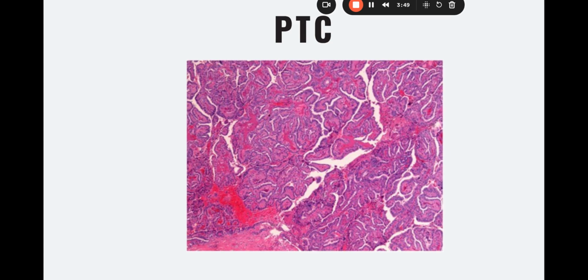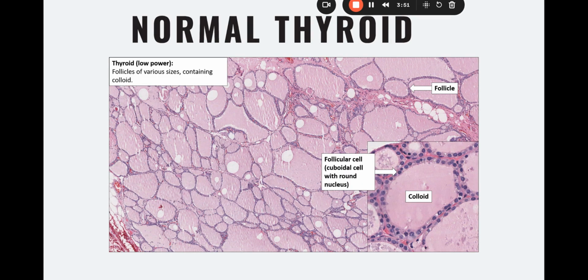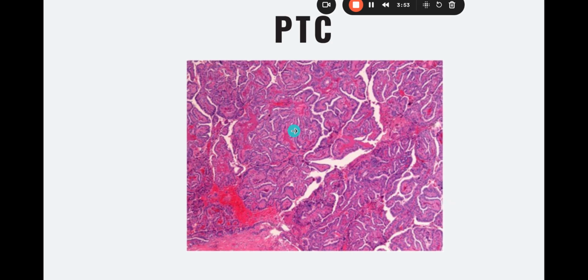And then once we get to PTC, essentially that architecture that we see here is completely lost and it's replaced by this papillary architecture. So you can see all these fibrovascular cores, and that's going to be more suspicious for some sort of carcinoma.